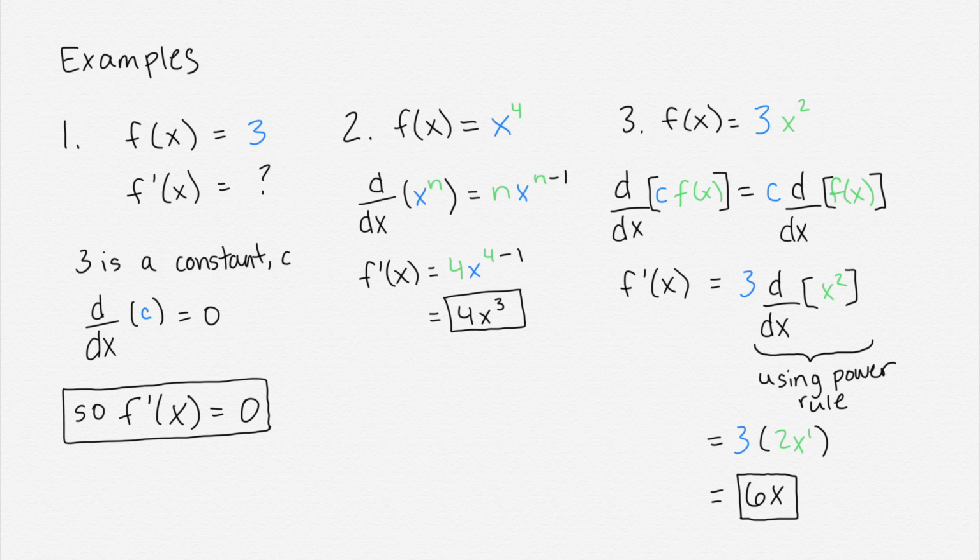Here is an example of each of those three rules that we just discussed. In the first example, the function f of x is just 3. Since there is no multiplication here, 3 is just a constant, and so its derivative is 0.